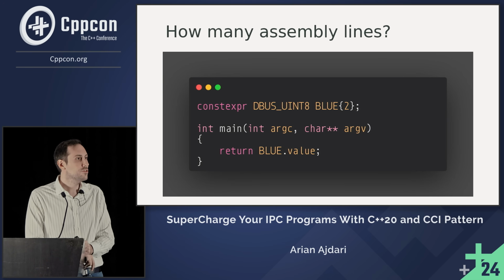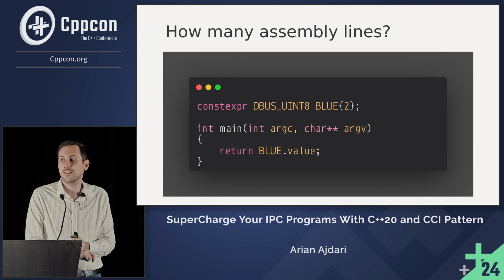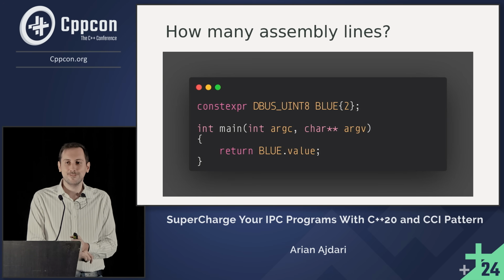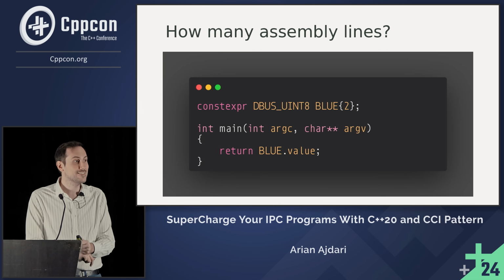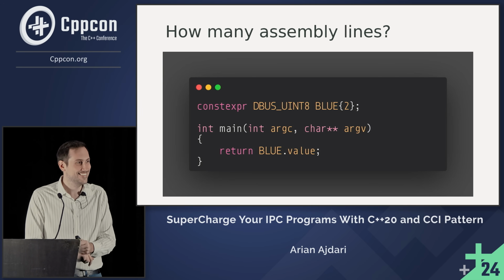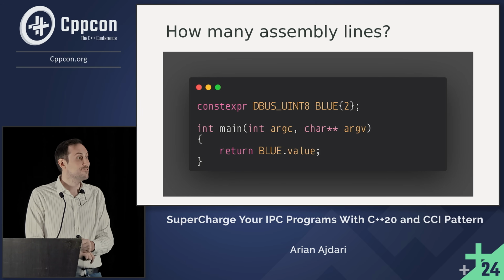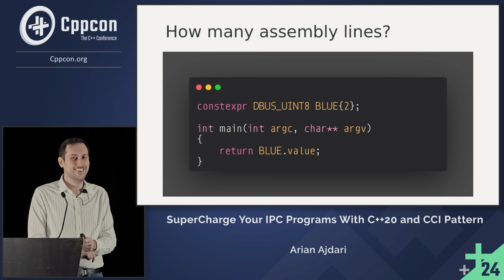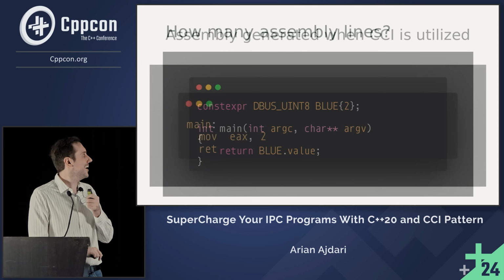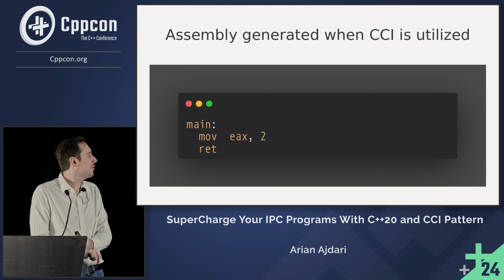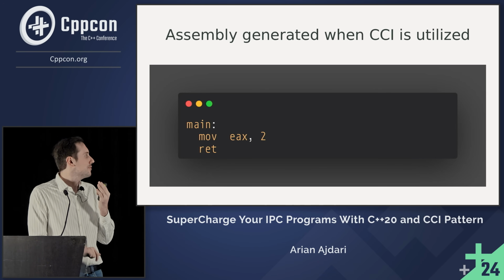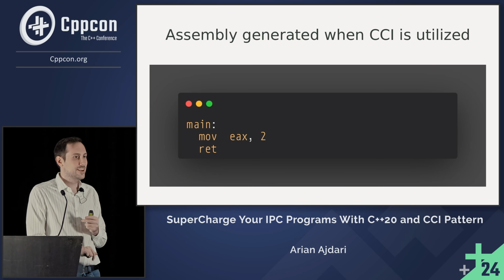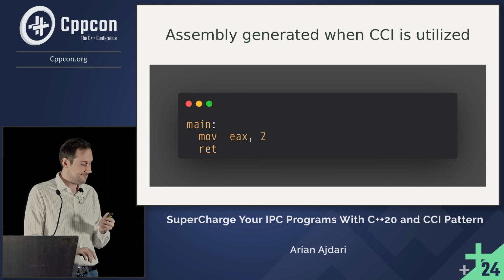So to make it easier, who thinks that it's going to be more than 100? No. Who thinks that it's going to be less than 100? Yeah. Who thinks that it's going to be less than 5 lines? Yes, so that is correct, because everything is evaluated at compile time, the output that we get is just 2 assembly instructions.